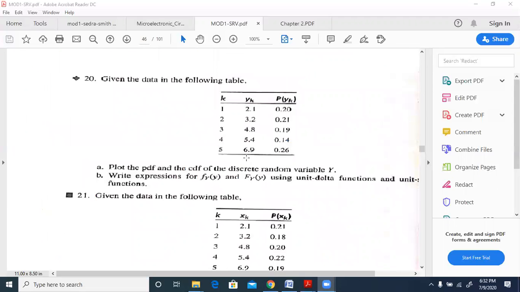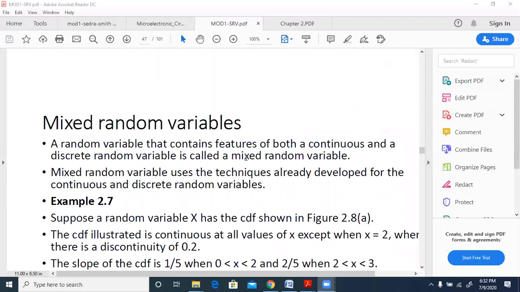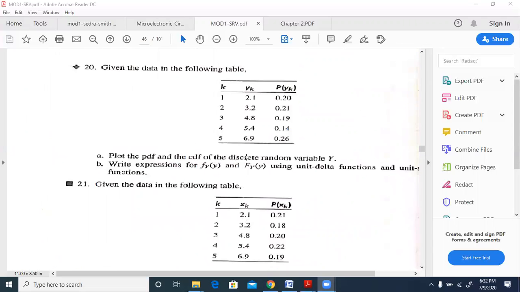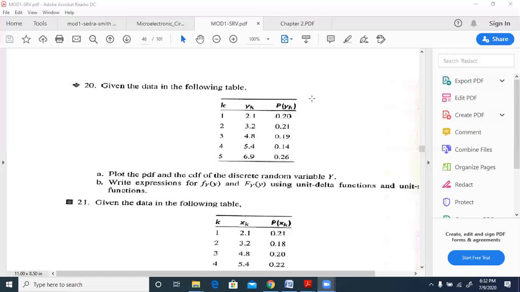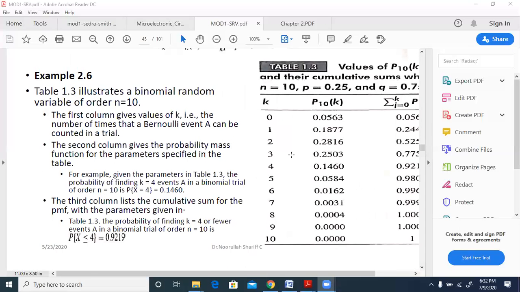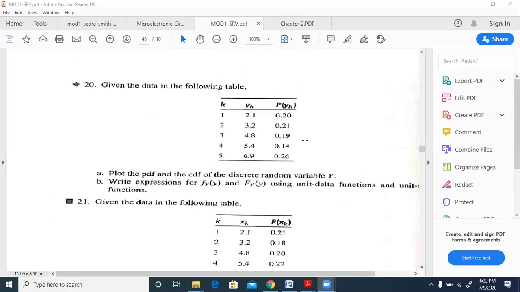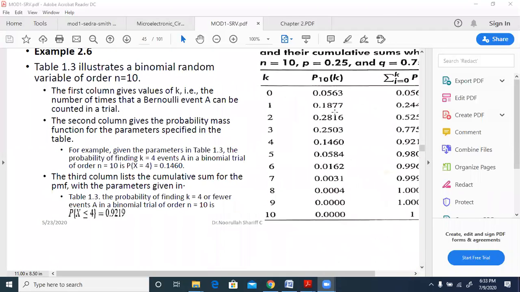So here 20, 21, and might be 22 are given. So this is very straightforward, because we have solved here a very big example. You need to solve it as a very small example, right? So for this, given the data in the following table, plot the PDF and the CDF of the discrete random variable y. Okay, so you can plot this value, which is capital P of yk, the value which is written over here, right?